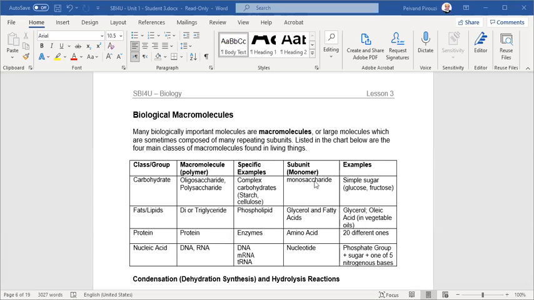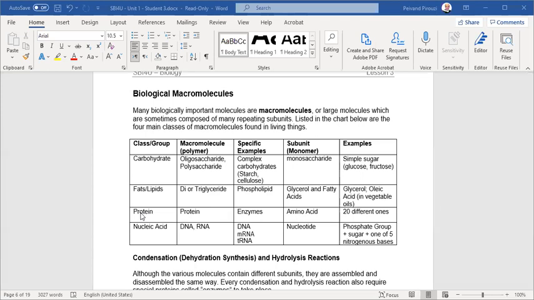And of course, the subunits are glycerol and fatty acids that we're going to see in a few minutes. And as examples, we can talk about oleic acid in vegetable oils, and glycerol. Now, another class or group of macromolecules are proteins. So we call them proteins, and examples of proteins can be enzymes. For example, there's just one.